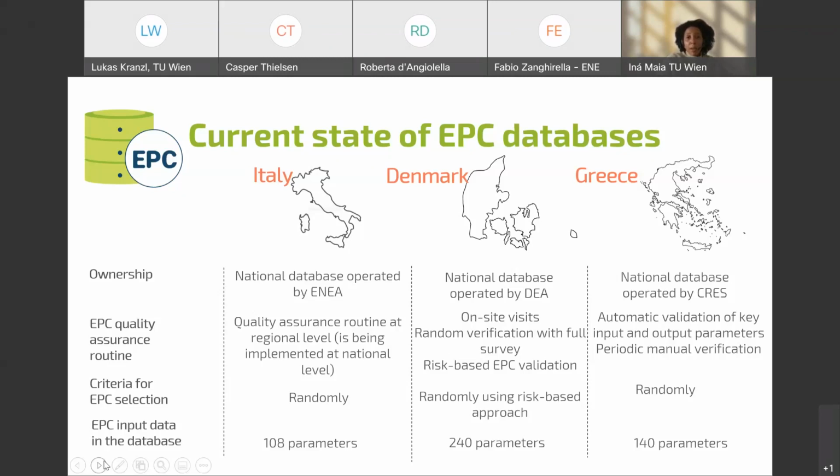While in Greece, they also have some automatic validations of input and output parameters and manual verification. In all of the countries, the EPC to be chosen and verified is mainly selected randomly. And in Denmark, they are going a little bit further already and have this risk-based approach. And all the countries also save some parameters, which vary according to the country, but a large number of parameters are also stored in the database.